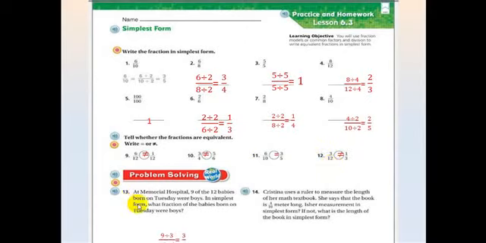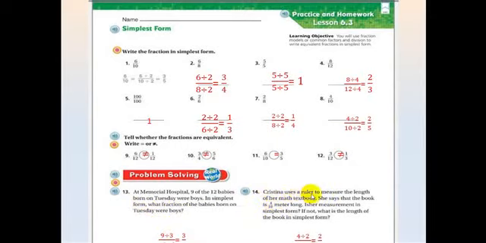Okay. Here, 9 of the 12 babies born on Tuesday were boys. In the simplest form, what is the fraction of boys? Here 9 of 12 babies, it will be 9 over 12. Divide by the common factor between 9 and 12, which is 3. Divide by 3 equals 3. Divide by 3 equals 4.